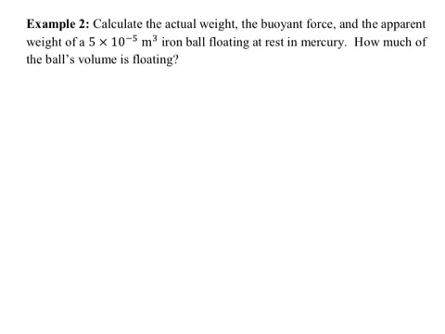We're going to calculate the actual weight, the buoyant force, and the apparent weight of a 5 times 10 to the negative 5 cubic meter iron ball floating at rest in mercury. And then we're going to say how much of the ball's volume is actually floating. So what we have here is a chamber of mercury with an iron ball floating on the surface. Now, let's say that most of the iron ball is below the surface. We're going to figure out how much of the volume of the ball is floating. So eventually, we're going to be trying to figure out this shaded region right here in 3 dimensions, obviously. But before that, let's find the actual weight, the buoyant force, and the apparent weight of this object.